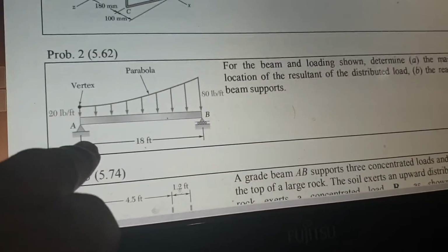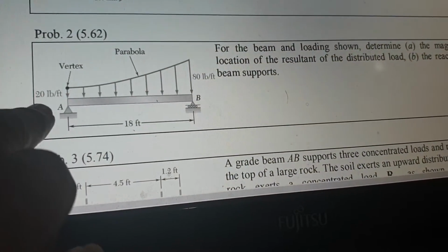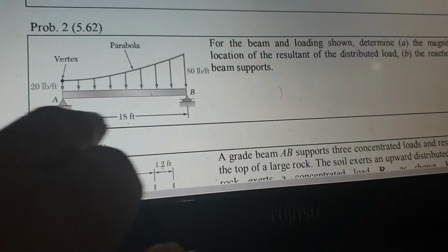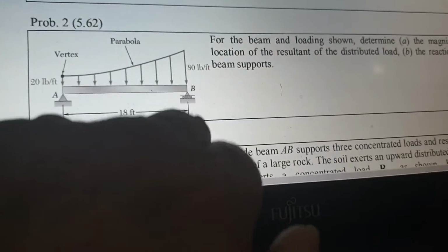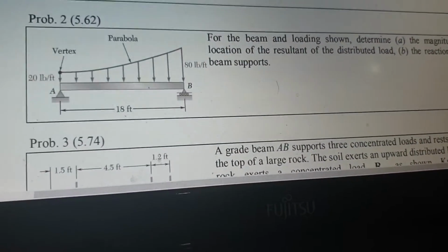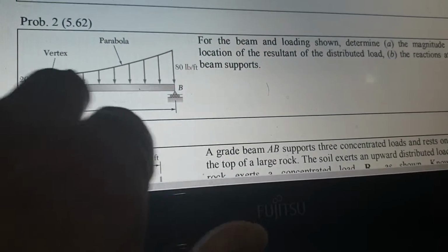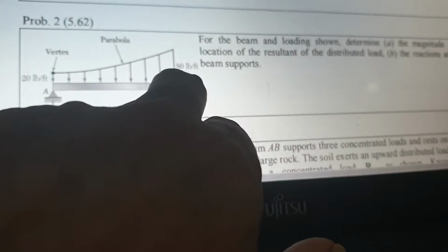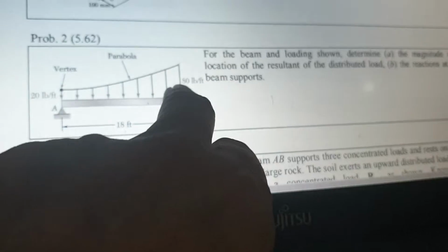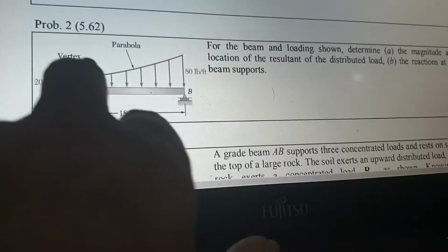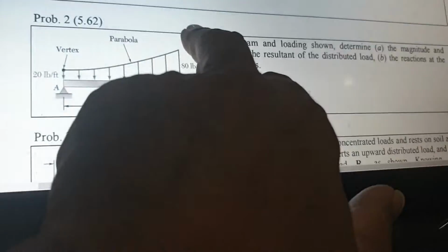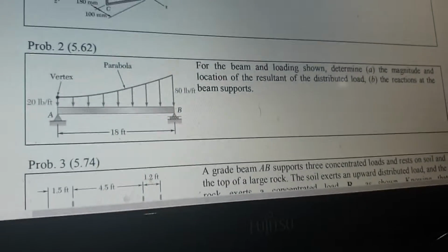And B, we need to know the reaction at the beam support. You can see here there is a hinge at A, which has reactions AX, AY. And there is a roller here at B, or you could call it BY. Okay? And there is a parabola, concave up, 20 pounds per foot this side, and 80 pounds per foot this side. You can see that this could be a rectangle and another parabola. Okay? So I'll try to rearrange it like this.